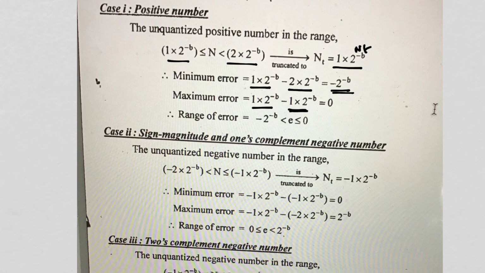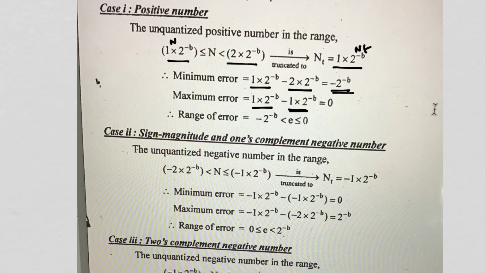This is called nt, and this is the minimum error; n is the unquantized number. Nt minus n will give me the error, whereas the maximum number nt minus n will be giving you the value. So you can notice the difference. In some cases the error will be in the range of 2 power minus b to 0 only.